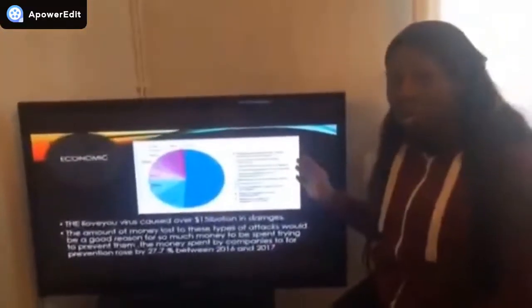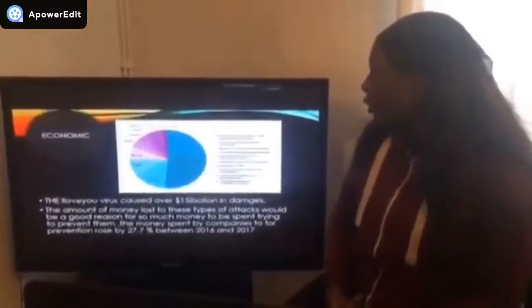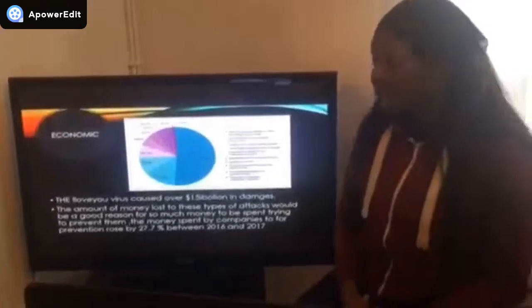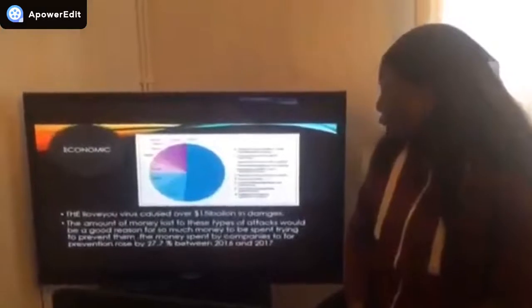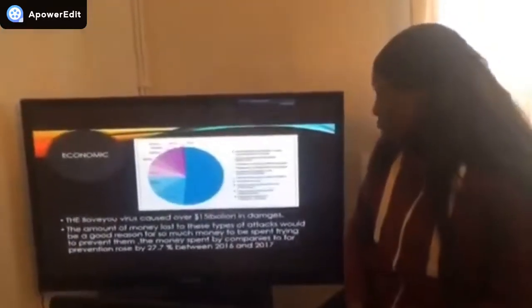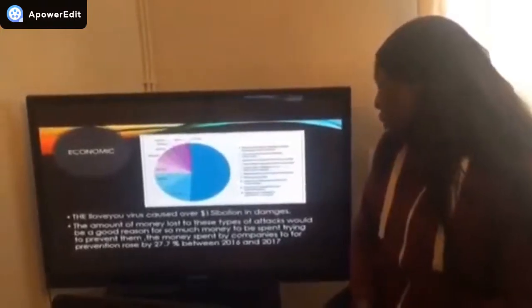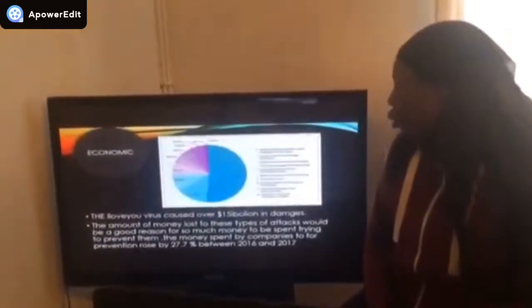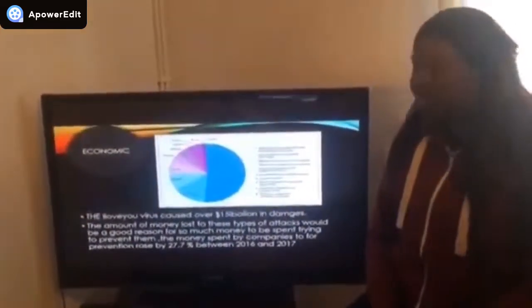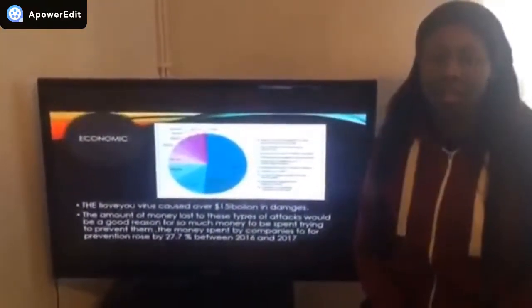As you can see from this pie chart here, the government and companies are spending a huge amount of money to prevent these types of crimes from happening. The I Love You virus caused over 1 billion in damage. The amount of money lost from these types of attacks would be a good reason for any company, as well as the government, to spend this amount in preventing these types of crimes from happening. The money spent in preventing these crimes from happening also rose by 27.7% between the years 2016 and 2017.